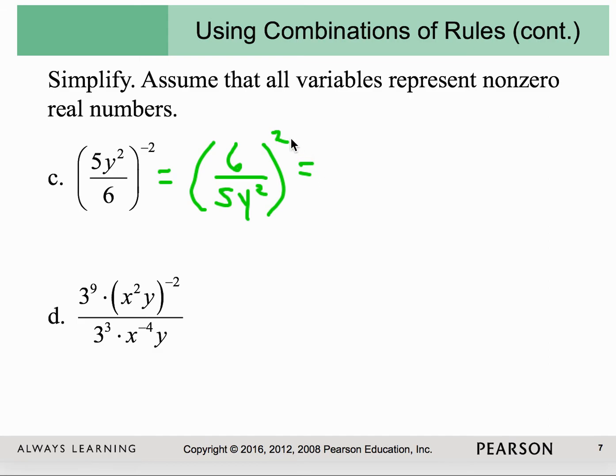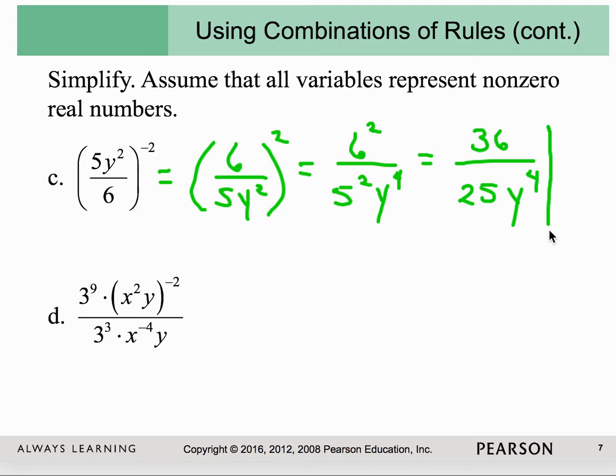Now, to get rid of the parentheses, that exponent of 2 has to go on every single thing inside the parentheses. And because this already has an exponent of 2, 2 times 2 is 4. An exponent raised to an exponent, you multiply. 6 squared is 36. 5 squared is 25. And then y to the 4th we've already taken care of.